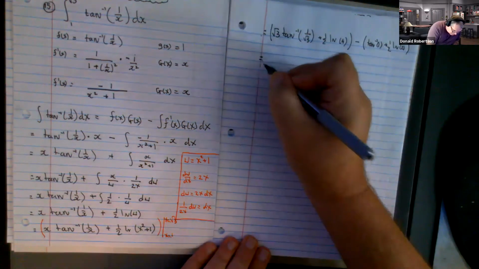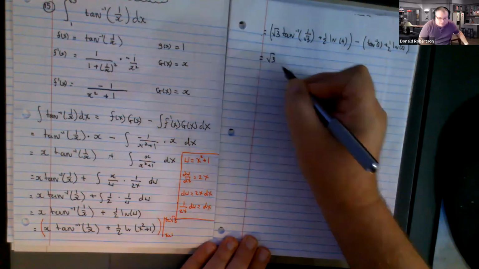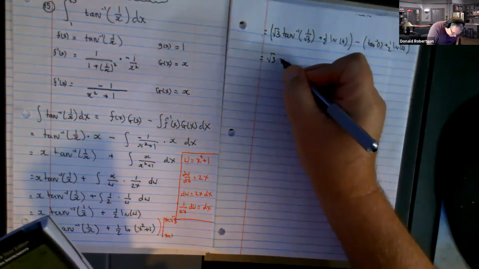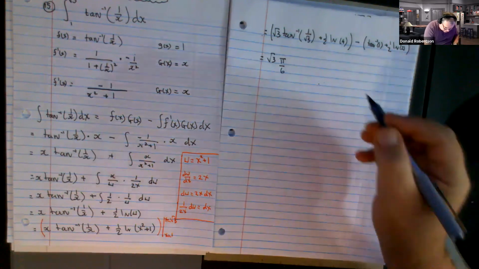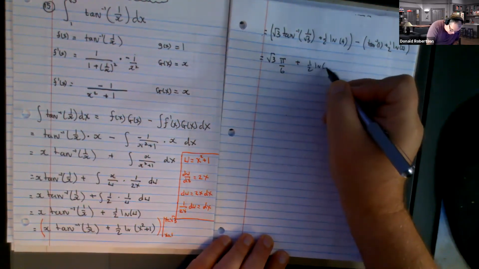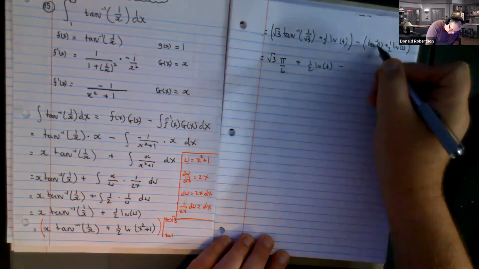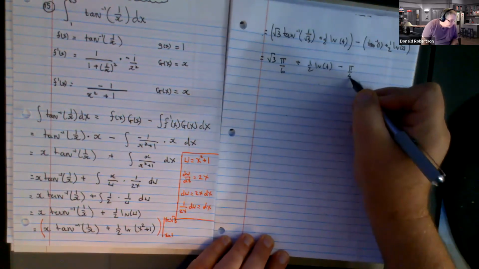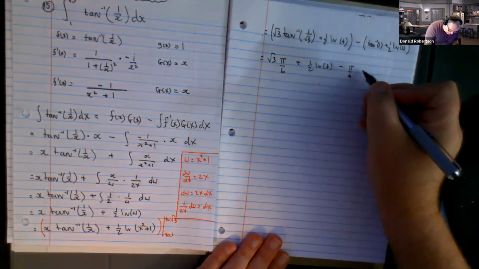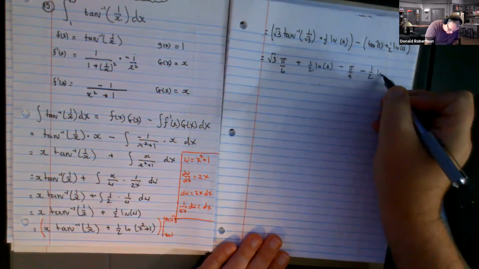And this becomes square root of 3. And I'll just do a quick check on what the inverse tan of 1 over root 3 is. And it happens to be pi over 6. And this fella here is going to be 1/2 log 4. Take away the inverse tan of 1, it's pi over 4. And this fella here, I'm just going to leave him, is negative 1/2 log 2.